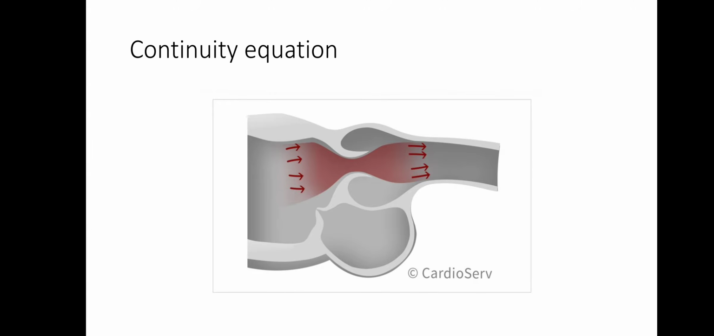The continuity equation is based on the law of conservation of mass, which states that the amount of flow of liquid at one point of a closed tube or structure is equal to the flow at another point. For calculation of aortic valve area, we can state that the flow at the LVOT is equal to the flow at the aortic valve. This is the continuity equation.